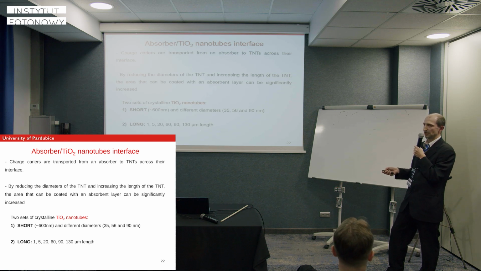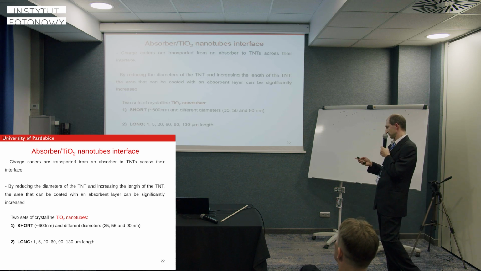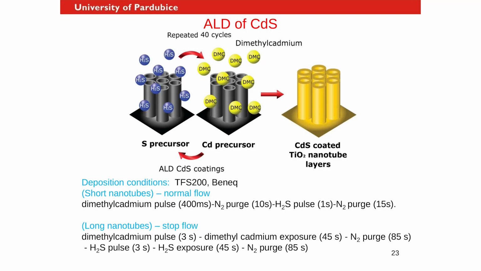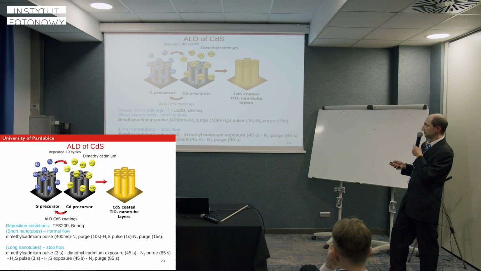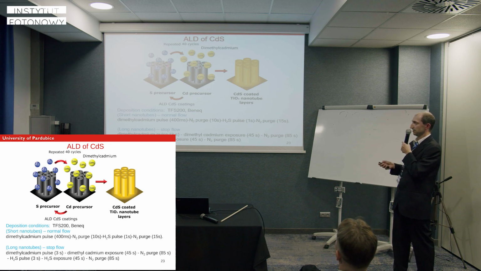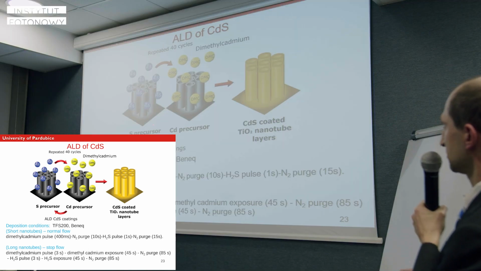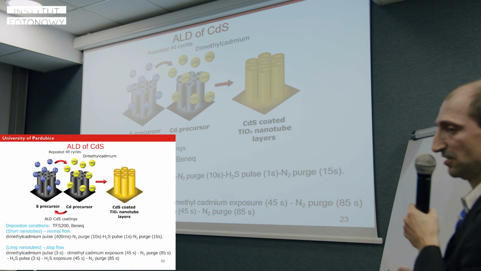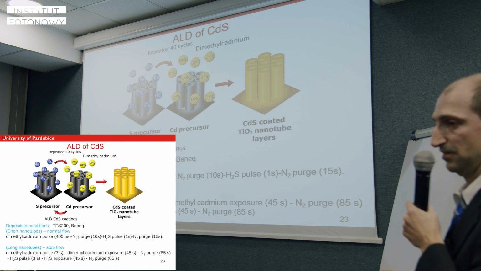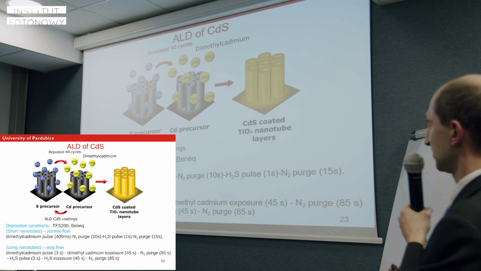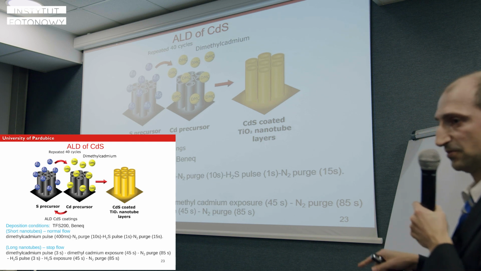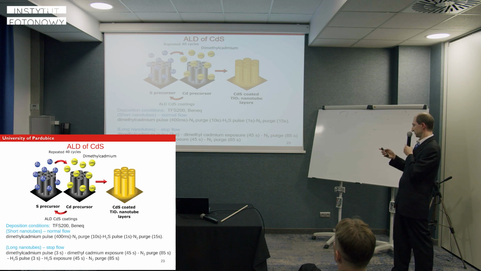and the long tubes, which had almost the same diameter, but the length was from 1 to 130 micrometers. For this, we used ALD deposition. As a precursor, we used dimethyl cadmium, and for the sulfur source, we used sulfane. If you do several cycles, we repeated 40 cycles, we had about 6 nanometers of cadmium sulfide on top. And cadmium sulfide is one of the best materials for solar cells in visible light as well.